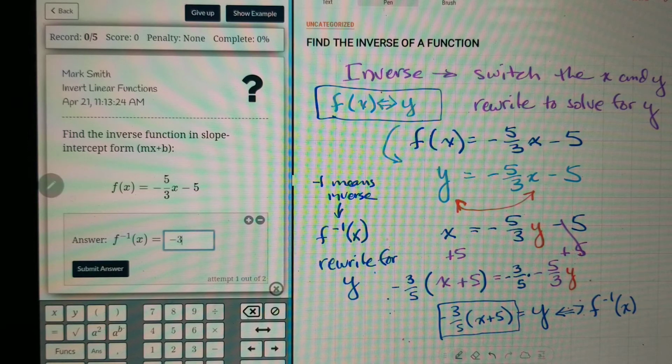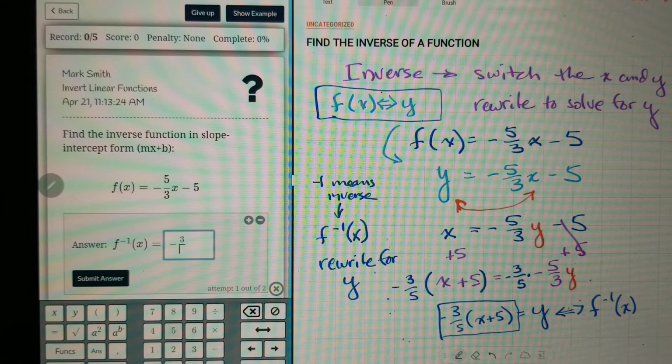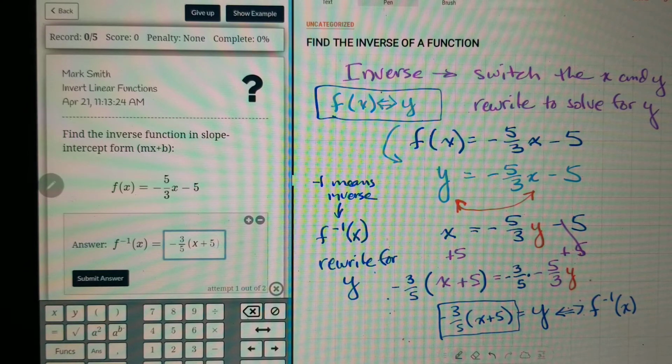Our answer is going to be negative 3 divided by 5 times x plus... Yeah, I don't think they're going to let us do this, because right up here I see that it has to be in slope-intercept form, but let's try.